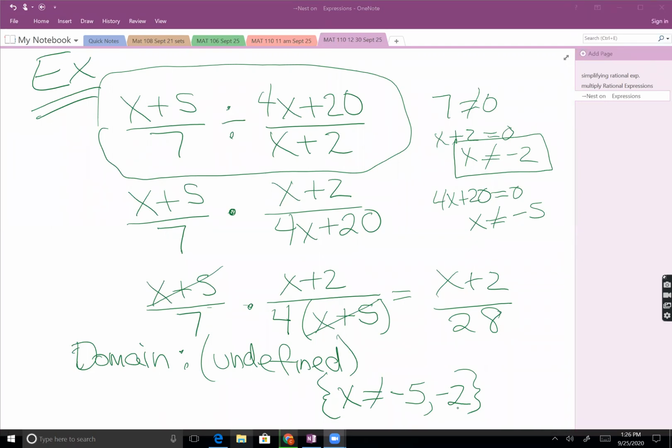I'm still confused on how you found the domain. I think that's what I found confusing. Okay, in terms of domain, what you have to remember, I'm going to scooch up.